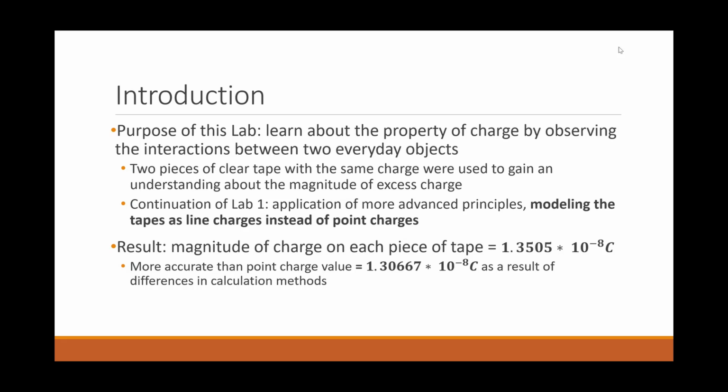The overall result of this lab was that the magnitude of charge on each piece of tape, treating the tape as a line charge, was 1.3505 times 10 to the negative 8 coulombs. This is more accurate than the point charge value, 1.30667 times 10 to the negative 8 coulombs, as a result of differences in calculation methods I'll go into later in this presentation.